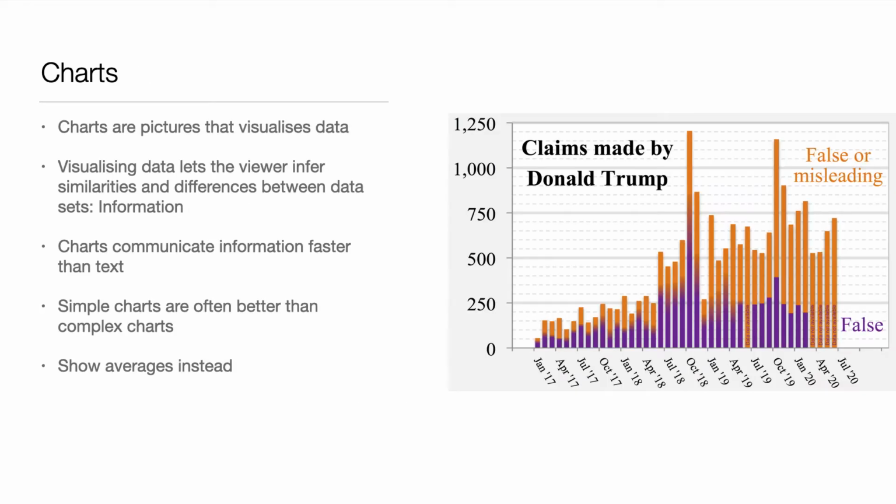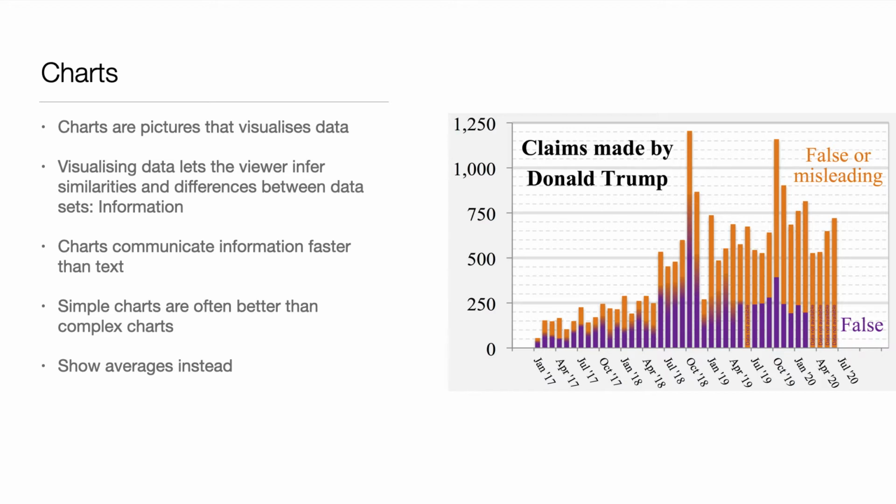The next one is charts. I'm not going to go over all the kinds of charts. You probably know them by now. The pie chart, the line chart, the bar chart. Charts are just pictures, visualized data. Visualizing data lets the viewer infer similarities and differences between datasets and information. Simple charts are often better than complicated charts because a simple chart you look at and understand clearly. And charts, again, show averages, just that average number.